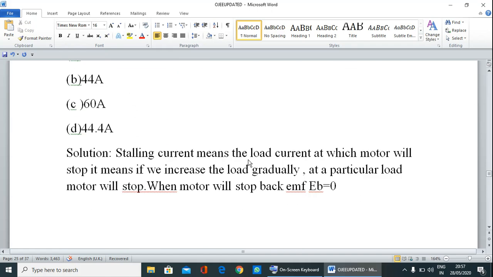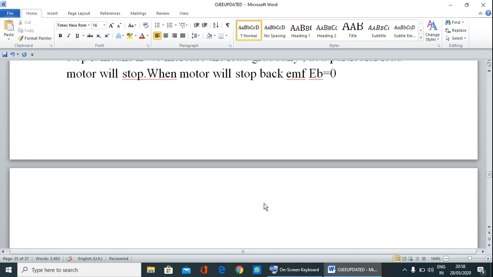So stalling current means the load current at which the motor will stop. It means if we increase the load gradually, at a particular load the motor will stop. When the motor stops, what happens? The back EMF, as I already told, depends upon the speed of the motor. If speed is high, back EMF is high. If speed is low, back EMF is low. At zero speed, when the motor is in stop condition, back EMF is equal to zero.